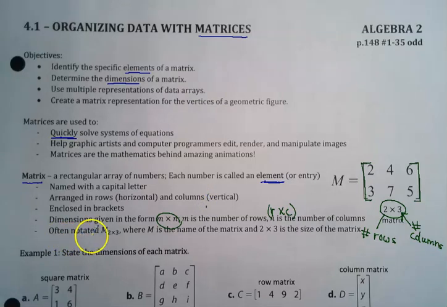The other thing is it's often notated this way. M is the name of the matrix, and then we use subscripts to write that it's a 2 by 3. So M is the name of the matrix, and 2 times 3 is the size. For the ones down below, we'll state the dimensions and maybe we'll practice naming those as well. All right, let me clear this and we'll keep going.